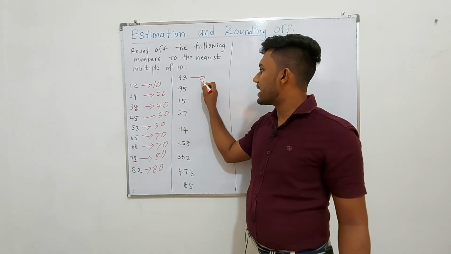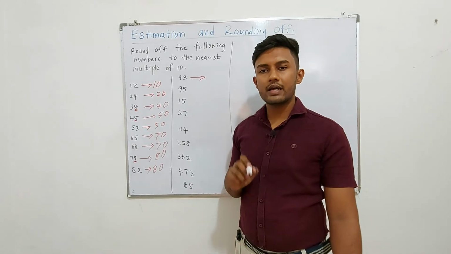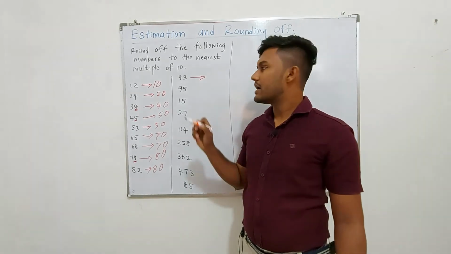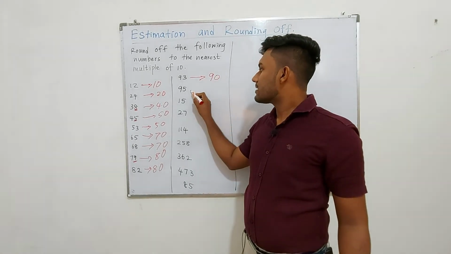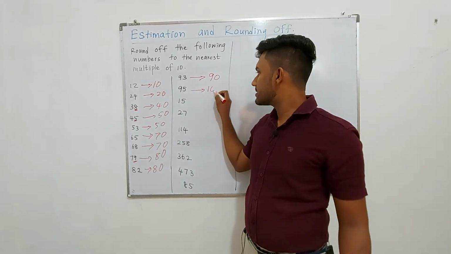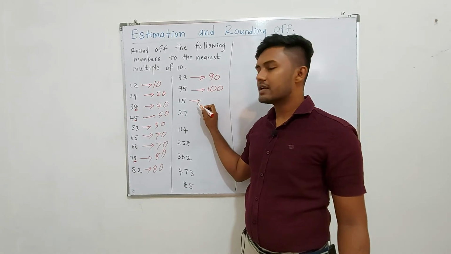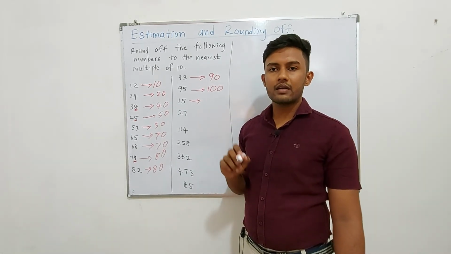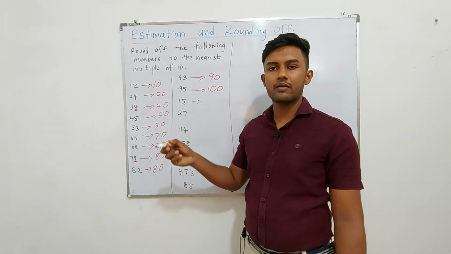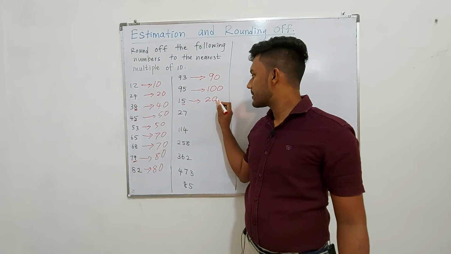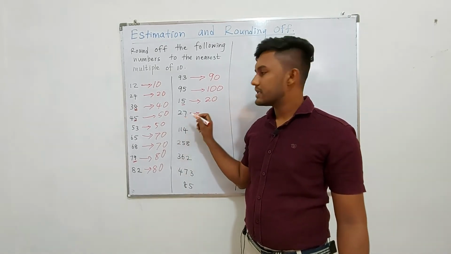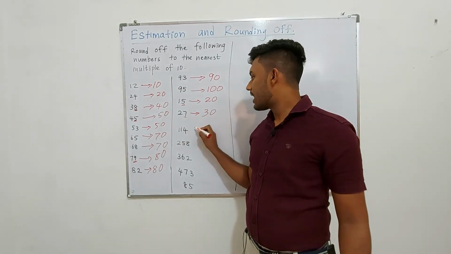Then we have here 93. 93 is in between 90 and 100, and it is closer to 90. 95, the middle value, we are getting to the front number 100. 15 is in between 10 and 20. If we have 5 here, we are getting to the front number 20. 27 is more than 5, then the front number 30.